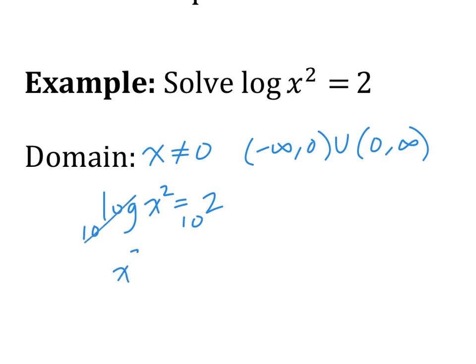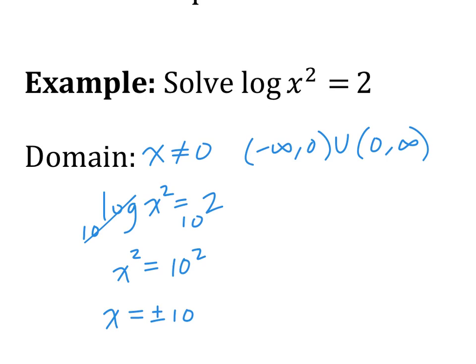All right. x squared equals 10 squared. What does x equal to? Oh, so close. Yes, plus minus 10. Every time you square root, you have plus minus. So the answer is plus minus 10. None of them is equal to 0, so you're good.